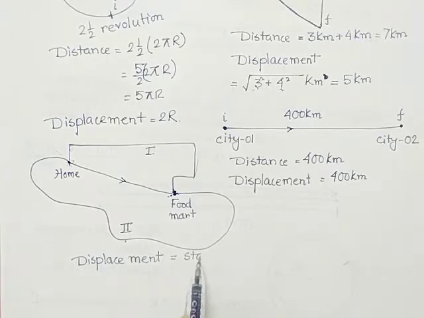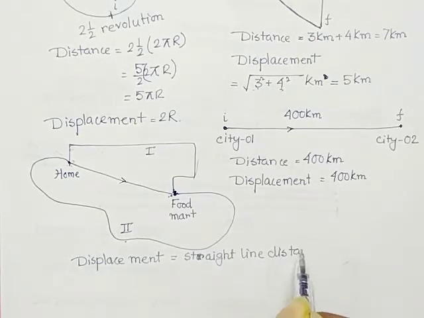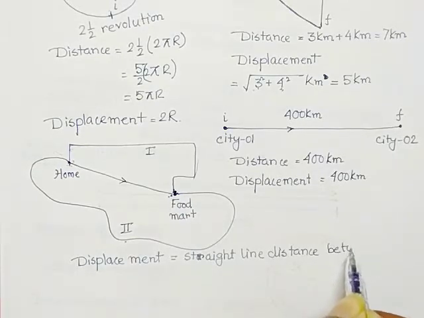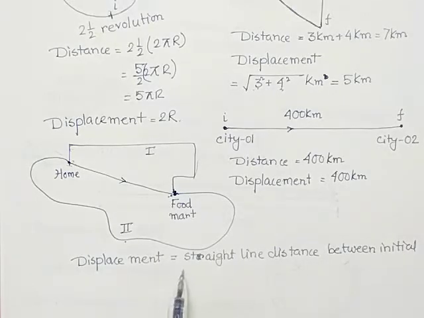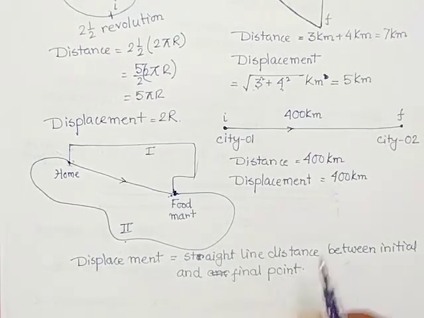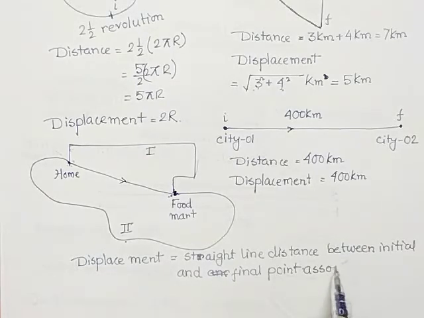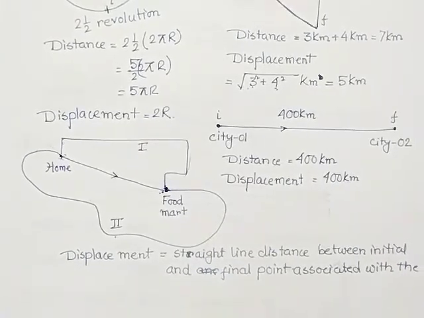I want to say displacement is the straight line distance between the initial and final point associated with the direction.